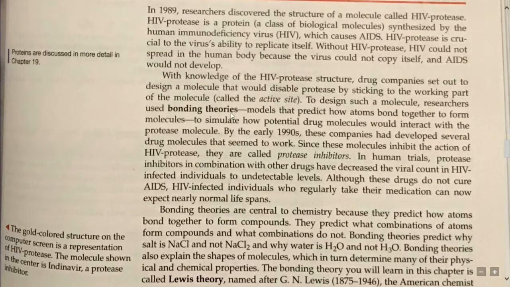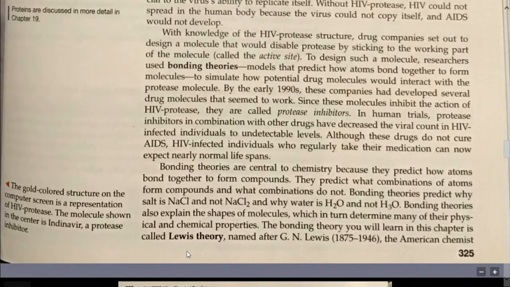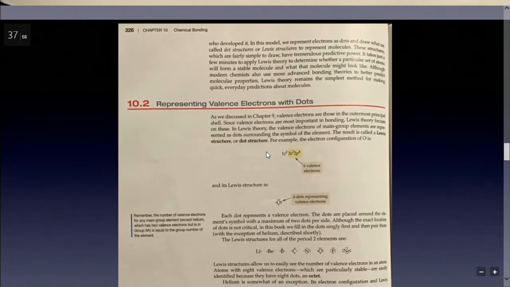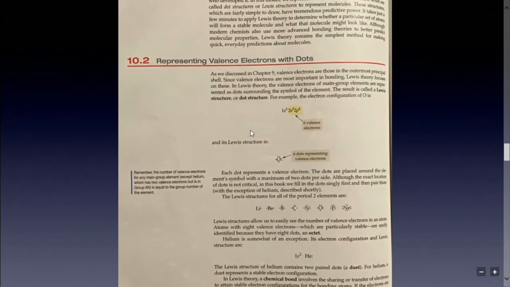There are bonding theories that are out there, and it's the Lewis theory after G.N. Lewis. That is Sir Gilbert Lewis, an American chemist, and he's the one that developed the Lewis dot structure. So here's how you do it. Basically, if you were to look at the electron configuration of a substance, for example, this is one for oxygen, you're going to take the highest numbers at the very end.